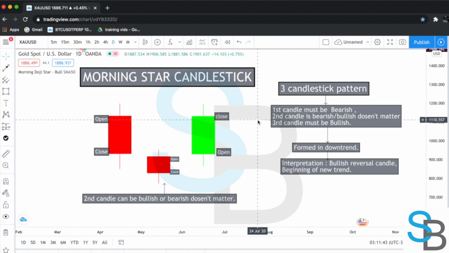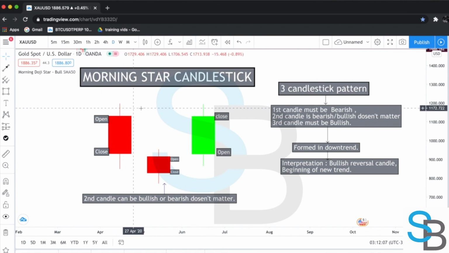This is the morning star candlestick pattern. The morning star candlestick pattern is a 3 candlestick pattern, which means it needs 3 candlesticks to be a completely valid pattern. The requirements for this pattern is that the first candle must be bearish, which identifies a downtrend.